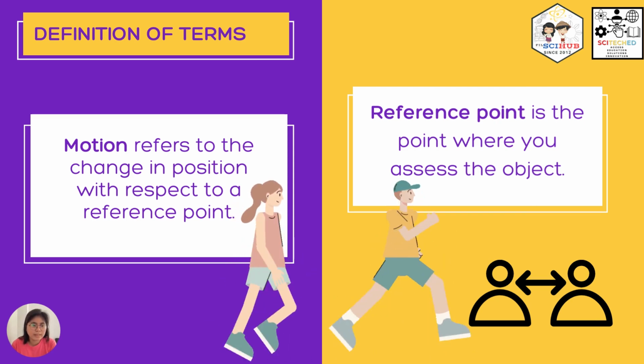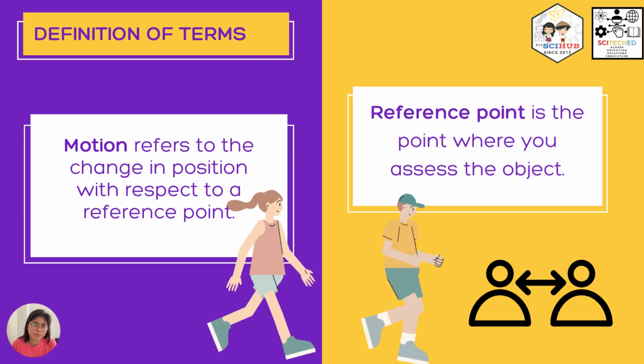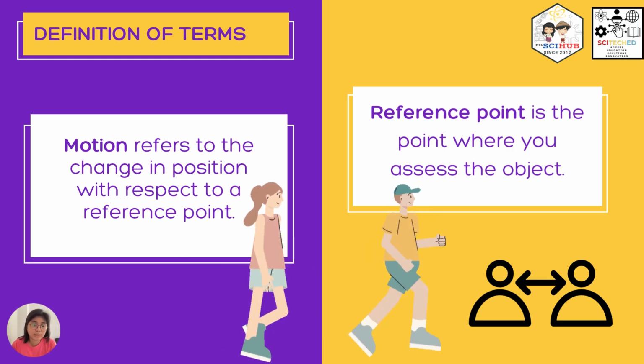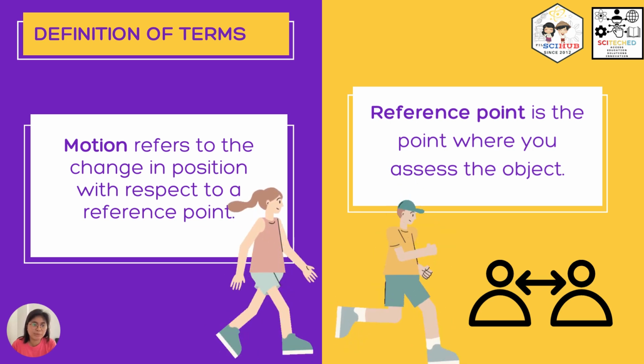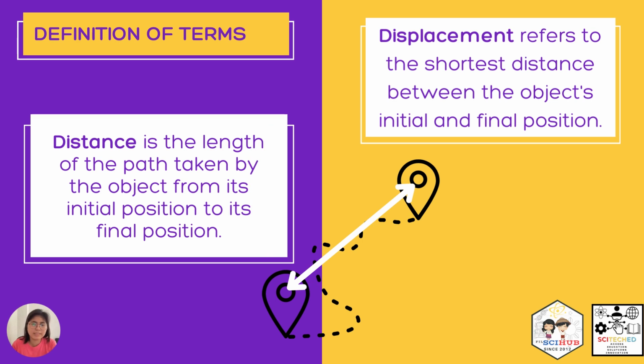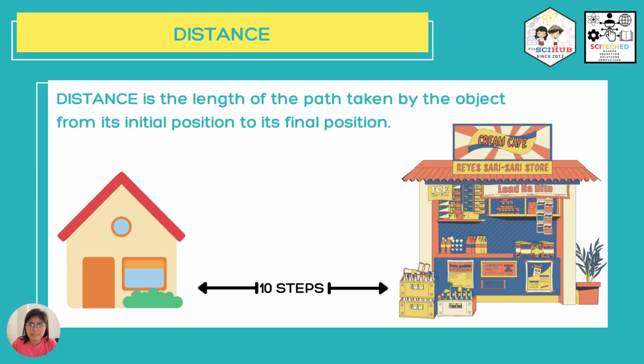So later we will encounter what we mean by reference point. This is where you assess the object. Through examples, we will know what we mean by that. Then we will focus on distance and displacement in this lesson. So distance is the length of the path taken by the object from its initial position to its final position. Then displacement refers to the shortest distance between the object's initial and final position. So without further ado, let's now delve into distance.